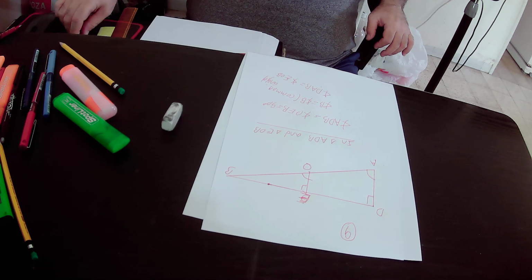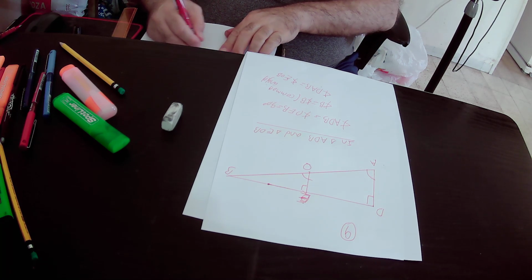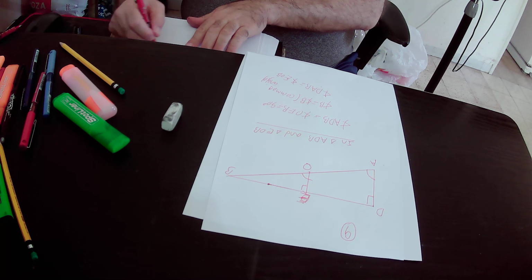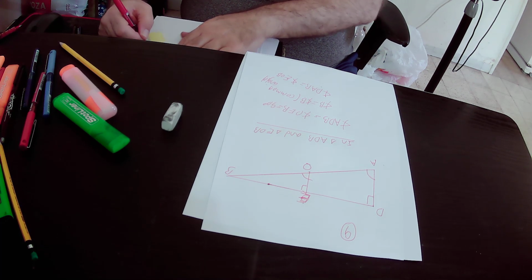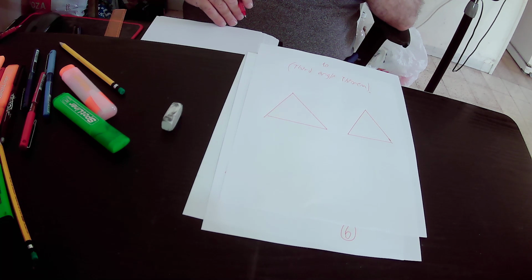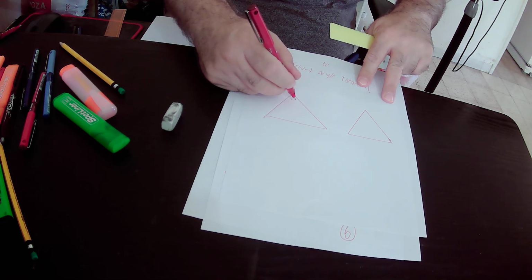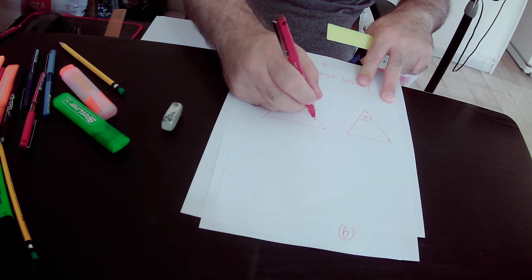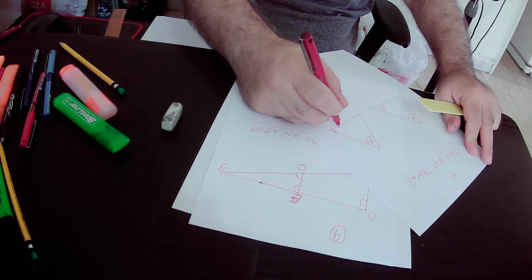So actually, if we have two triangles, and two angles of this triangle are equal to two angles of this triangle, for example, this angle is alpha and this angle is also alpha, this angle is beta, and this angle is also beta.